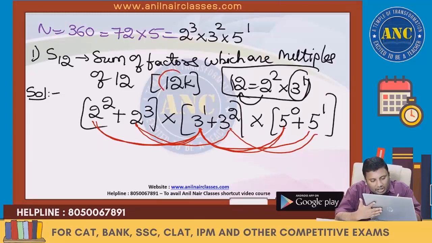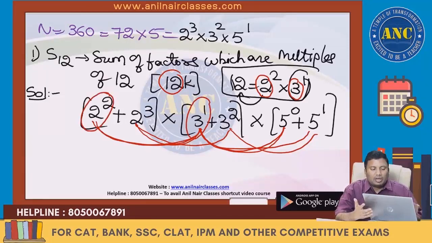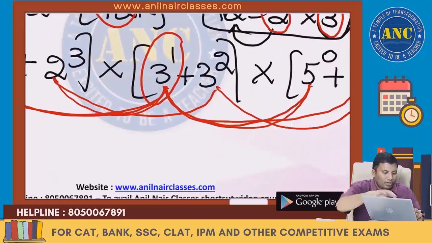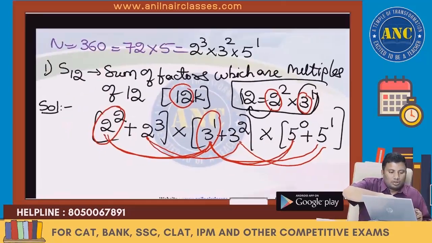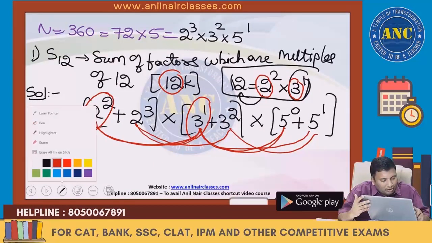Because to get 12, the minimum power of 2 should be 2. Minimum power of 3 should be 1. So it will start with 2 square and it will start with 3 power 1. One more example which we will solve. The more and more examples you solve, the more and more clarity you will get.